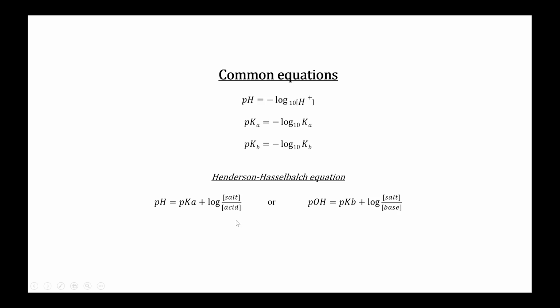acidic buffer, and if you have a basic buffer, you can also define pOH. So the relationship between pH and pOH is fairly simple. So pH and pOH totals up to 14. Okay, so if you know pOH, you can automatically calculate pH and vice versa.